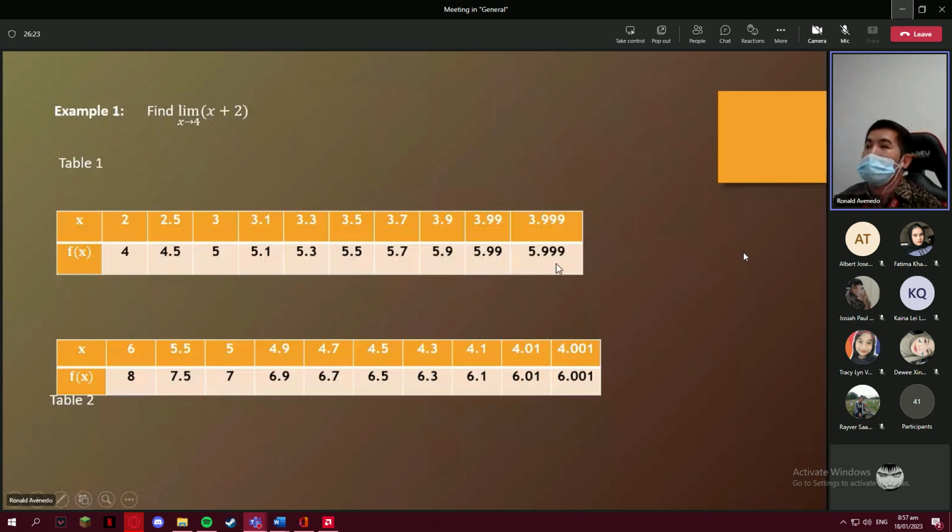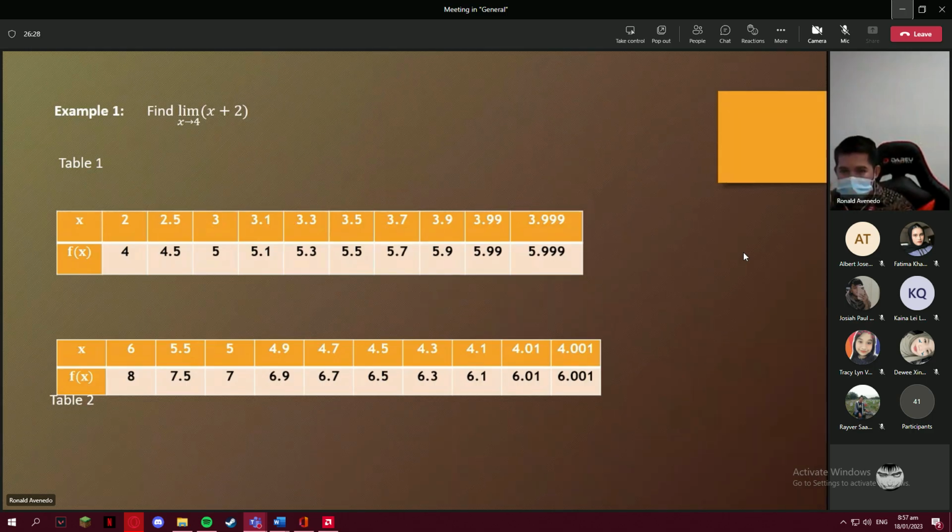Now look at the last values of f of x in both tables, 5.999 and 6.001. What whole number, saan siya pinakamalapit na whole number? Ang 5.999 and 6.001. Anong whole number siya pinakamalapit? 6. Sino yan? Salahuddin po. Salahuddin. Okay, very good. 5.999 is close to 6. Pinakamalapit siya sa 6. And 6.001, this is from right, pinakamalapit siya sa 6.